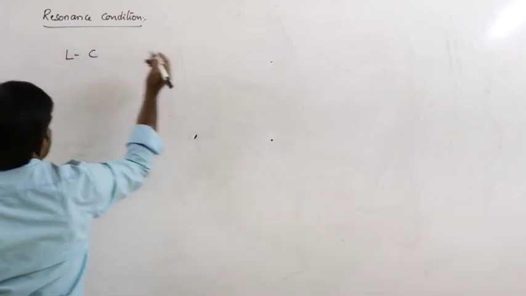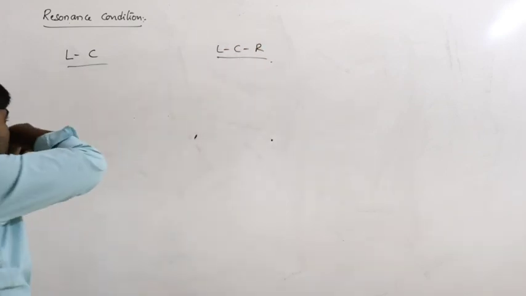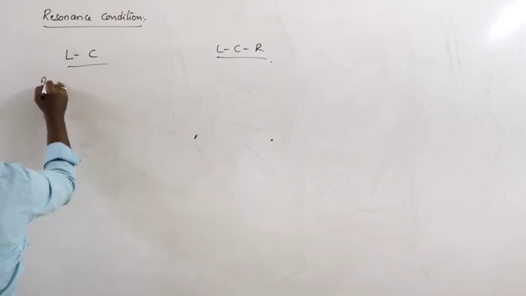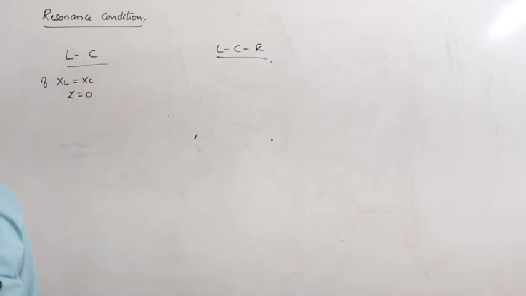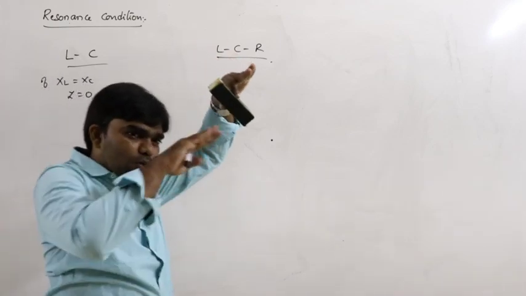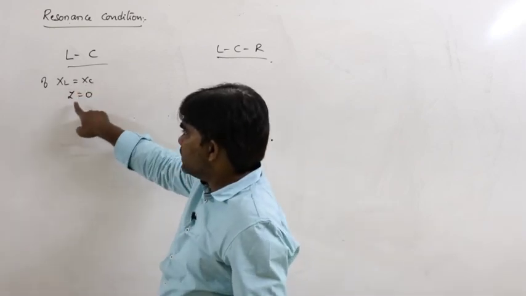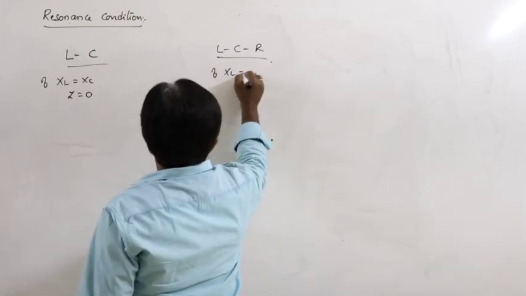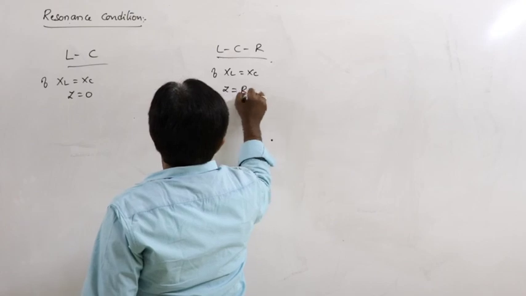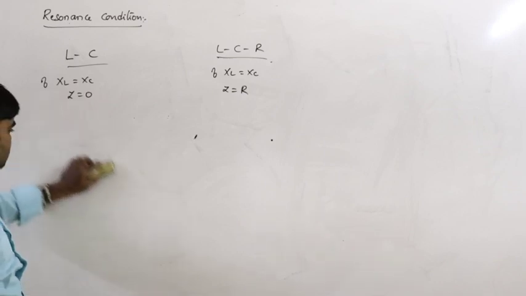Now, here we have two conditions, LC circuit and LCR circuit. In case of LC circuit, if XL is equal to XC, then impedance equals 0. In an LC circuit, remember that only two potentials exist, one upwards, one downwards. There is no resistance. So that's why XL is equal to XC, then Z is equal to 0. Here, if XL is equal to XC, impedance is equal to resistance, so this acts as a pure resistive circuit.